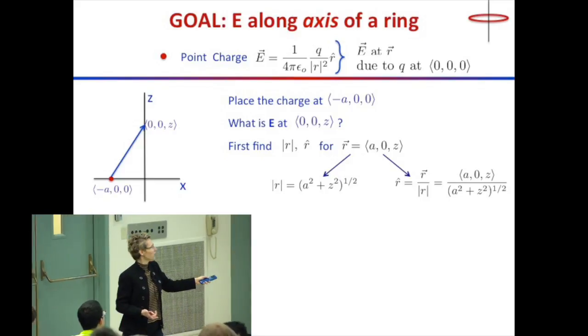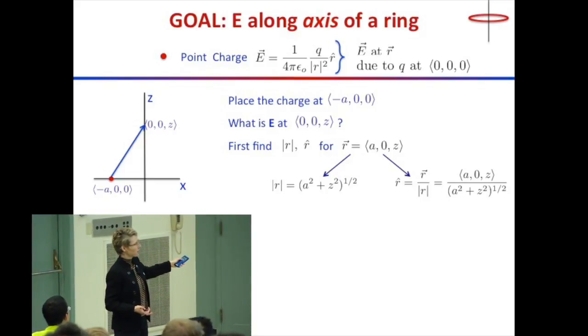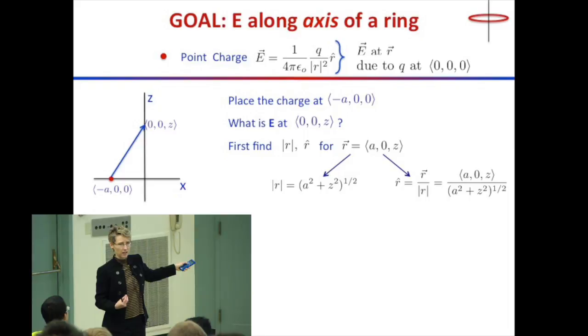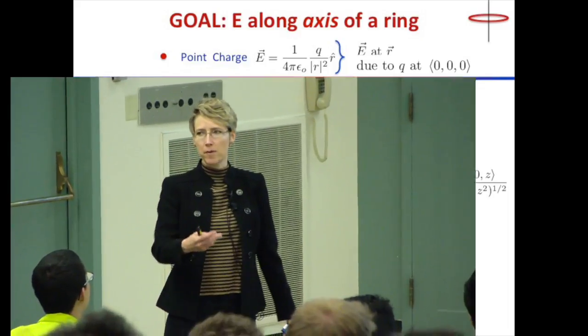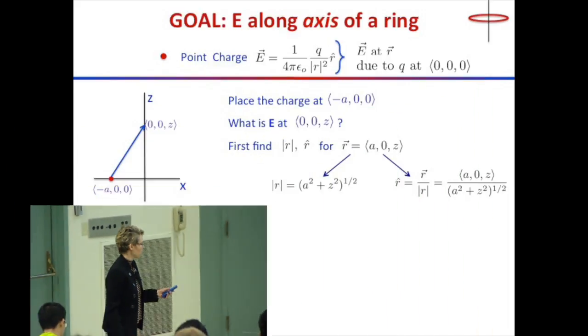So here's a question for you. There's a negative a in my diagram for where the point charge is sitting. But when I wrote down the vector r, I put a positive a there. Why did I do that? Yeah, because the vector itself is pointing to the right. It's pointing along the x-axis, so it must have a positive a there. So positive a, 0, z.